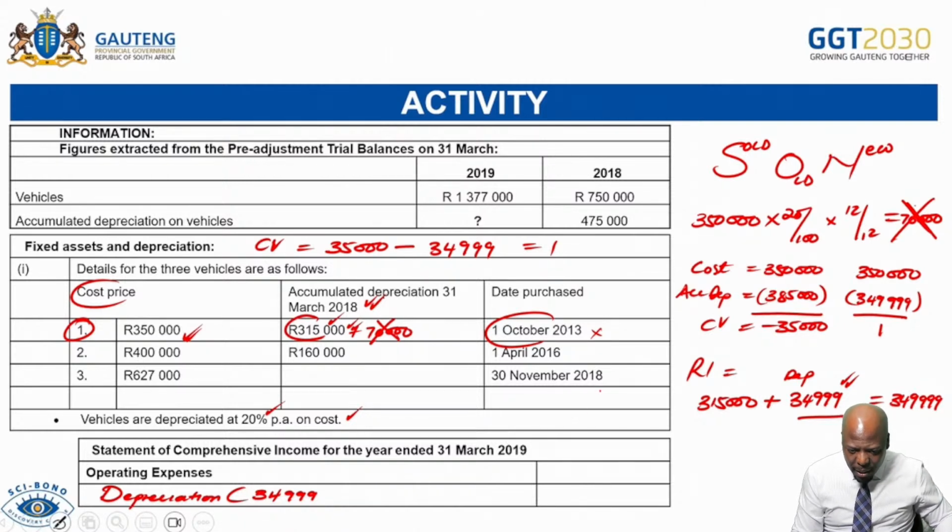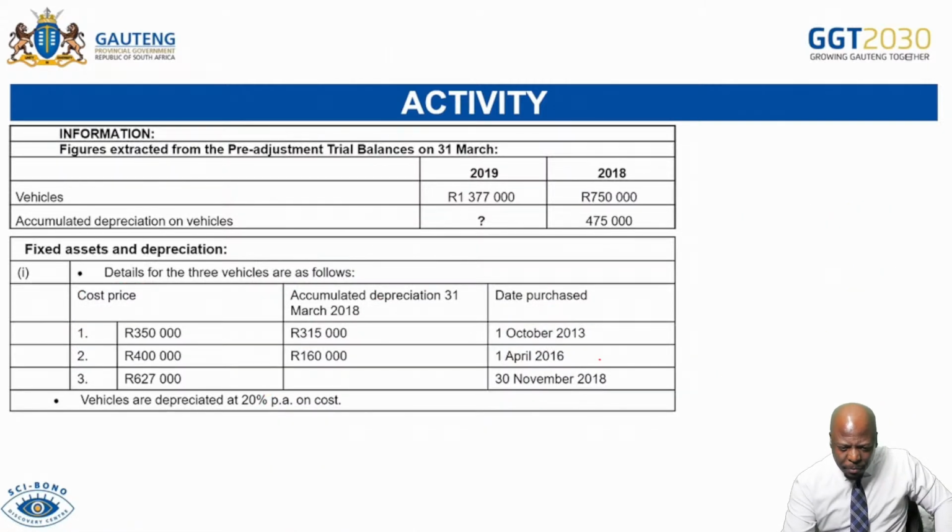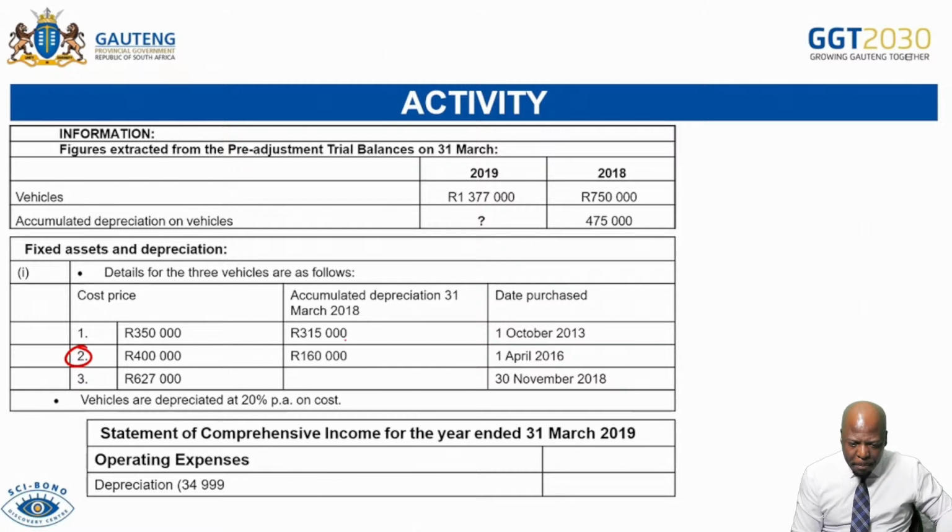Okay, let's go on to the next asset then. Let's quickly move. The next one is number 2. Can we do number 2? Okay, let's do number 2 then. What are we doing? We're recording there. For number 2, we are told we are in 2019. It was purchased in 2016. So it's been there.